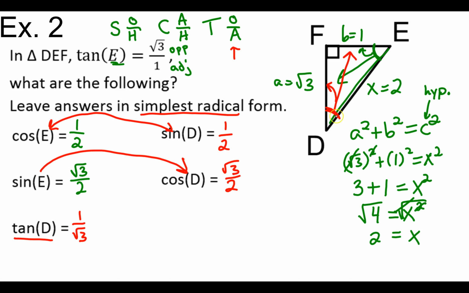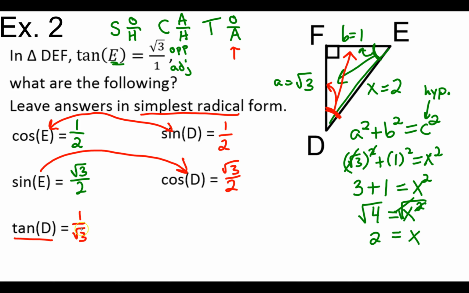But if we want to check, we can go back up to the triangle here. Cosine, adjacent over hypotenuse. So if we're looking at angle D, square root of 3 is adjacent. Hypotenuse is 2, so cosine of D, square root of 3 over 2. All right, so this one here. Now we got the rest of these answers. Let's look back at this.